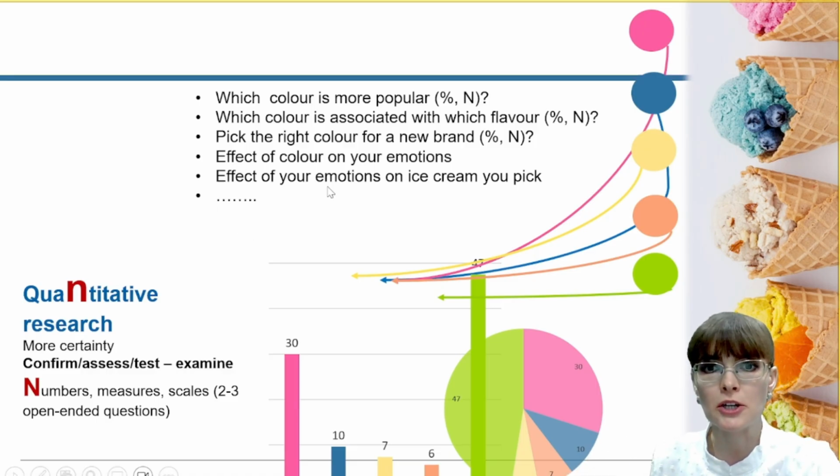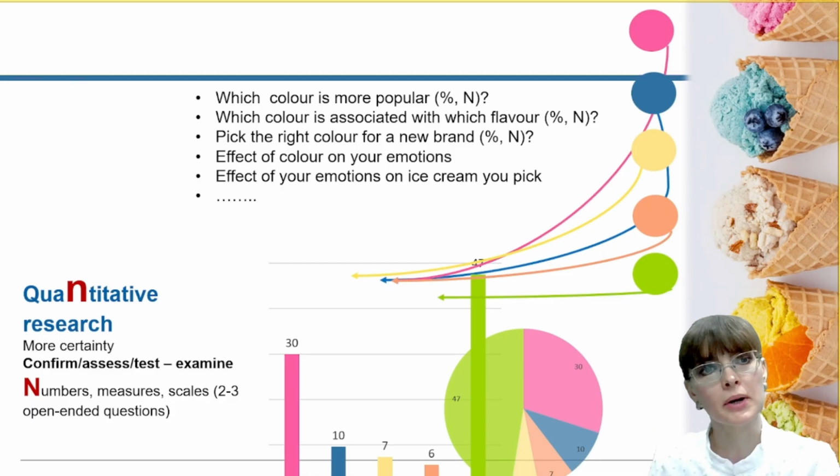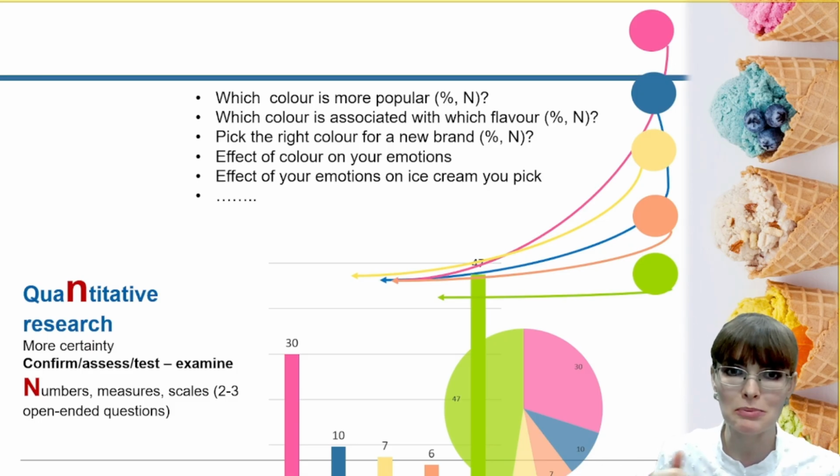You may also be measuring their emotional states, if this is what you're interested in, if this is your research question, and then you may be looking at the correlation between color and emotions. If in an experiment, you can talk about the effect, cause and effect of the color on emotions, or the other way around, depending on how you look at this research problem.